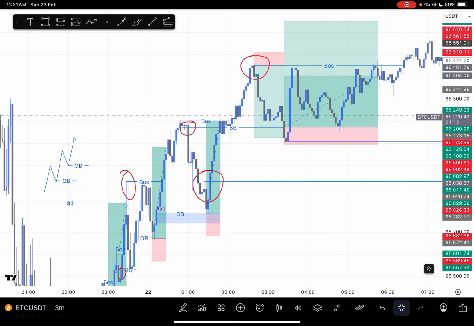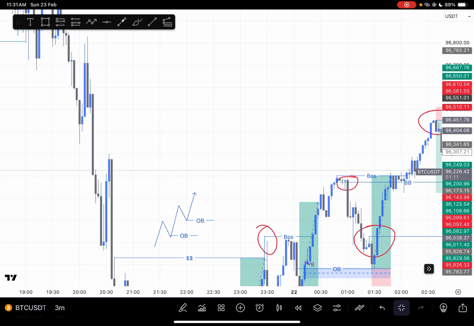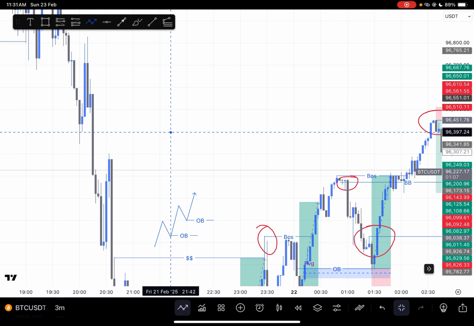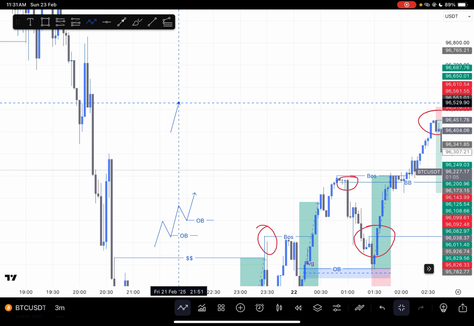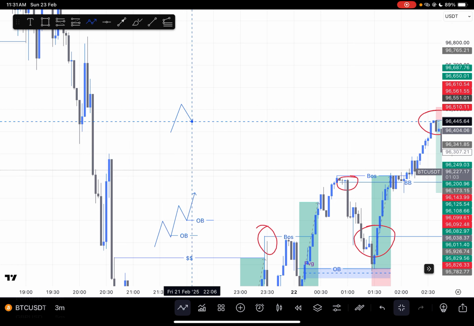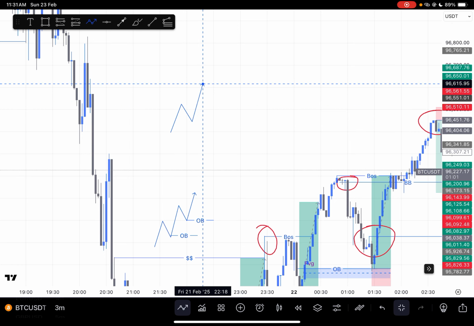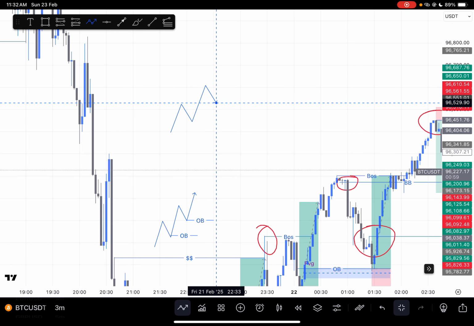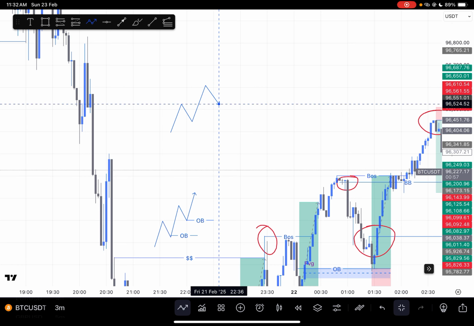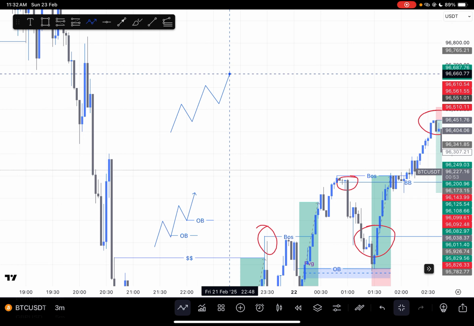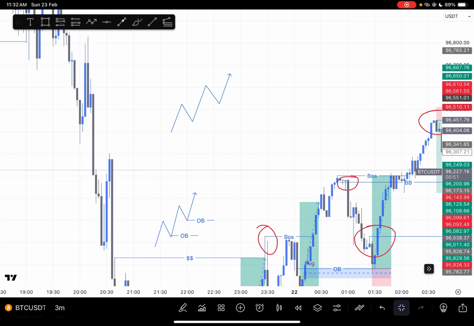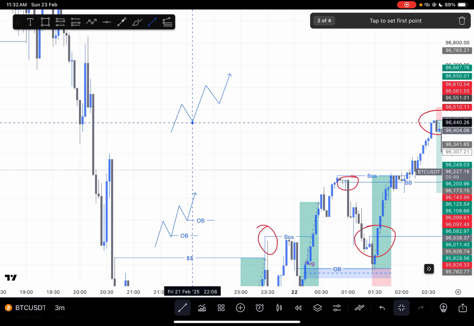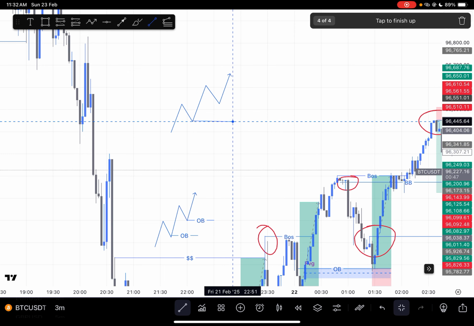And also from the strategy I use, if price is moving in a particular trend and you see price creating break of structures like this, and each time price creates multiple highs like this, creating break of structures at this previous low, there's an order block here.